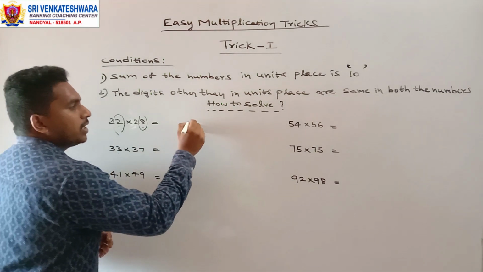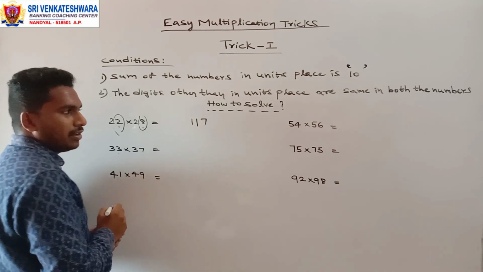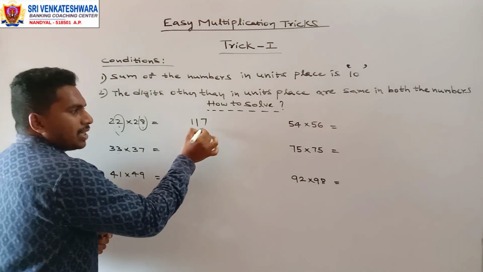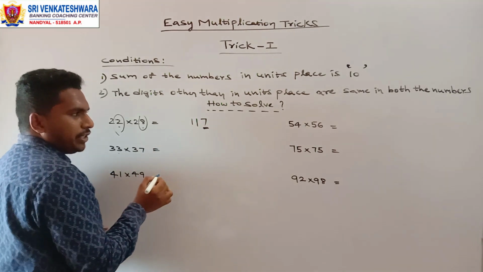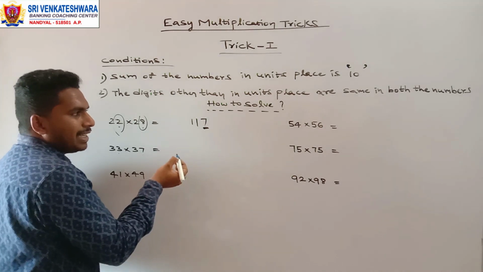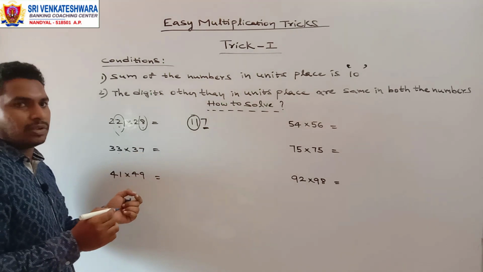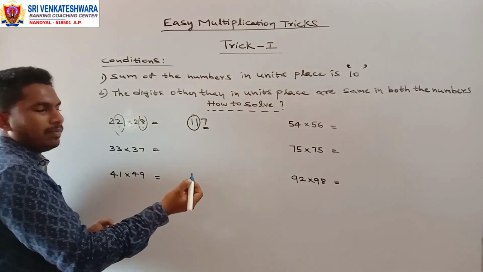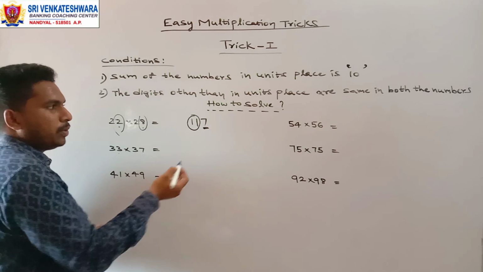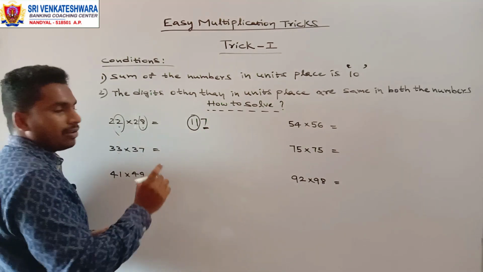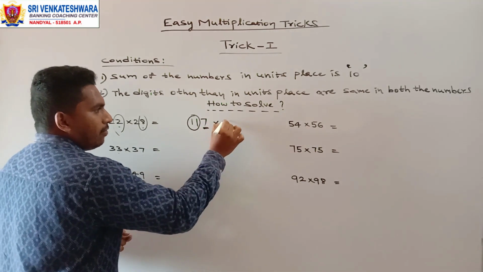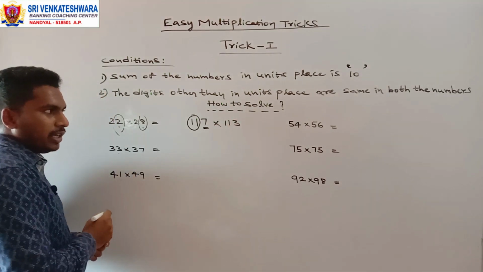Suppose we take 117. If you just leave the units place, whatever digits are present in tens and hundreds place must be the same in the two numbers. Suppose 117 is one number and 113 will be the other.